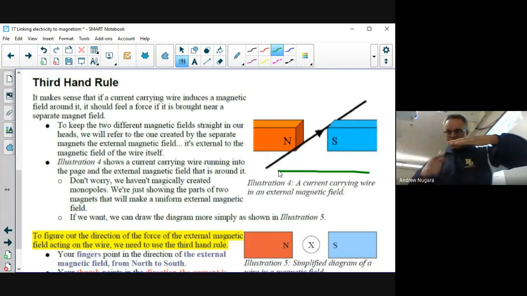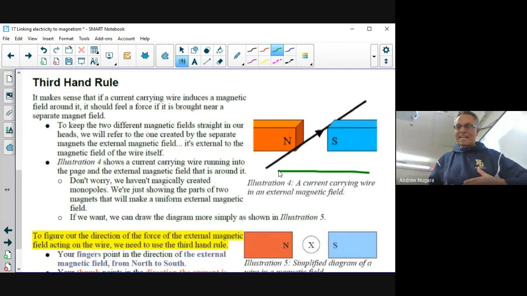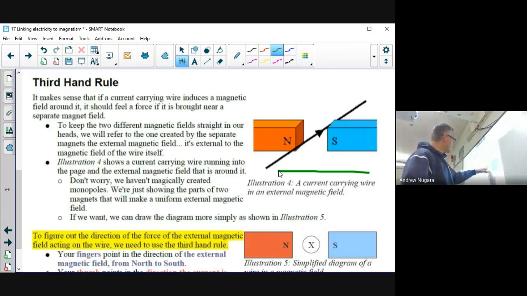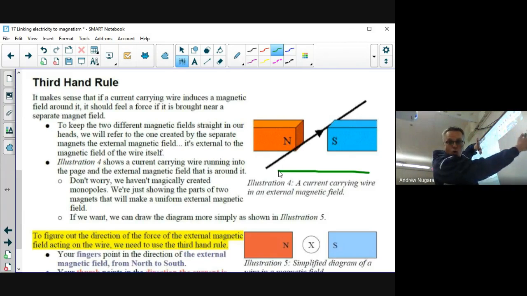And your fingers are going to point in the direction of the magnetic field, always from the north to the south. So in this example, I would point my thumb into the board, and then I would orient my fingers so they're pointing from the north to the south. So I'm actually going to have to twist them around this way, like that. That's awkward. And your palm then faces in the direction of the magnetic force.